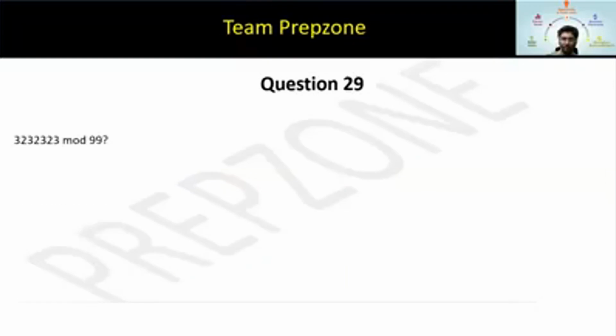Let's go to the next question. Solve. You can. Not an issue, because it is remainders, right? In remainders, you can convert it and write. The answer will be the same. What should be the answer to this question? Okay, so what is the answer to this question?